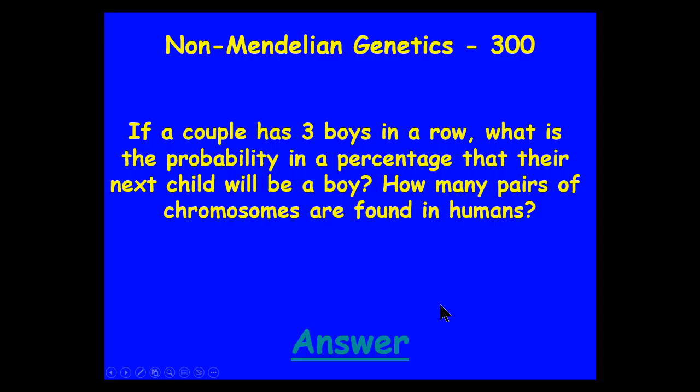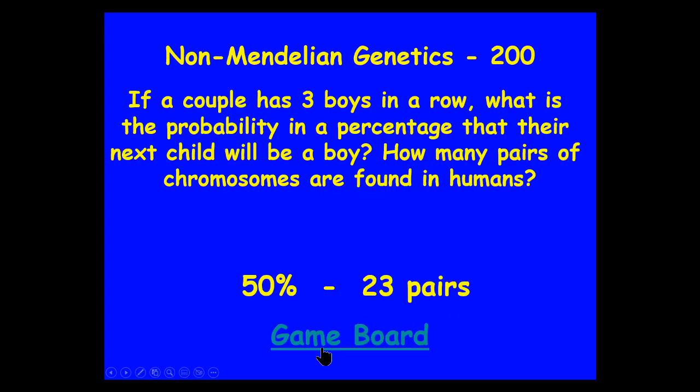If a couple has 3 boys in a row, what is the probability and the percentage that their next child will be a boy? How many pairs of chromosomes are found in humans? Every time you have a new child, you have a 50% chance of having a boy or a girl. It does not matter what you had previously.